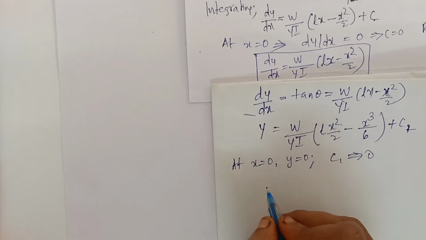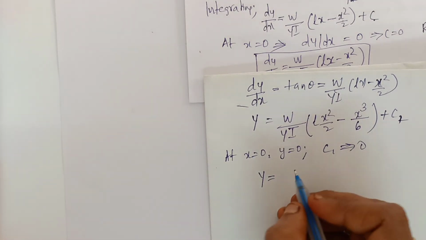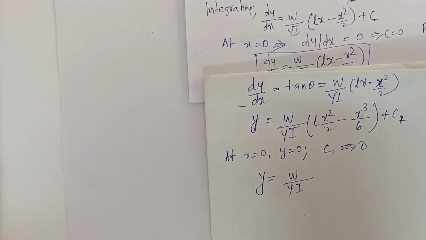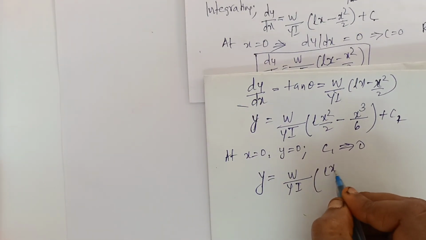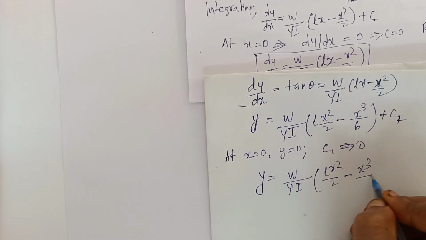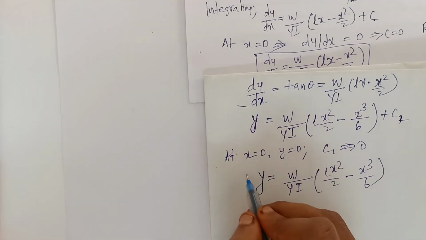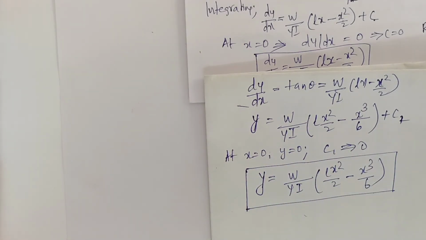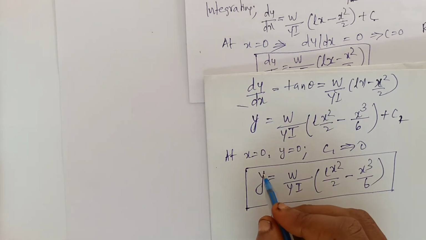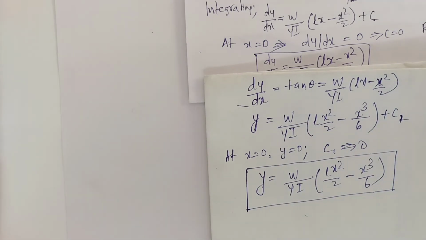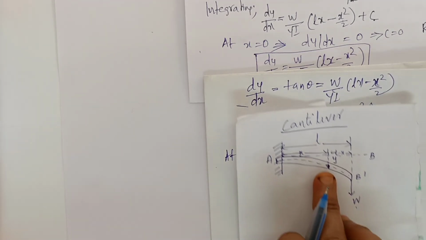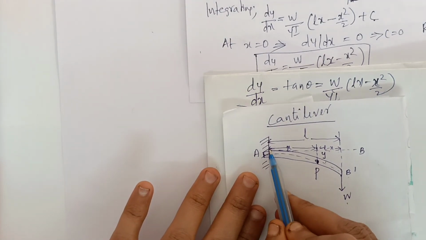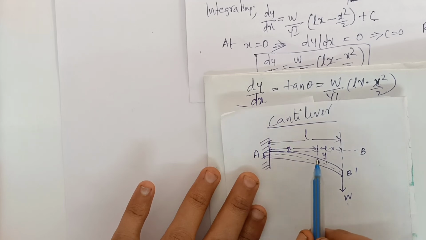Now what is the expression? Therefore y is equal to, this y is the integrated y, L x square by 2 minus x cube by 6. Okay, this is the depression. This is called the depression, the expression for depression of y at a distance x from the fixed point. Depression of y when the cantilever is fixed at the point A, which is at a distance x.